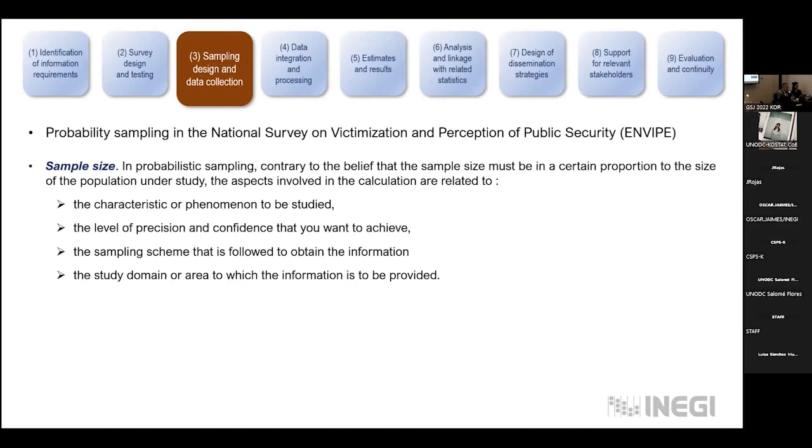There are many people who believe that the sample has a strong relationship with the size of the population, but at least from this methodology, it depends on the phenomena that is going to be measured. So the probability of being a victim of a crime, and it depends also on the level of precision, the parameters used, that is going to intervene in the sampling size and the sampling scheme that is followed, and then the study domain or area and the information to be provided.